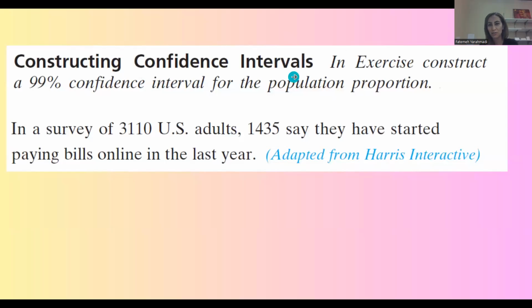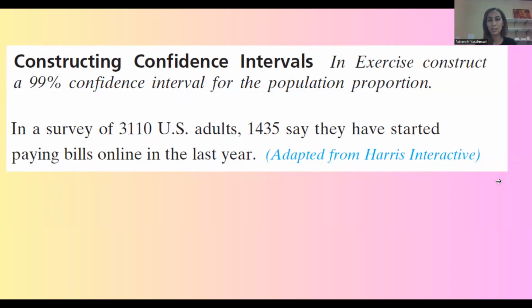Constructing a confidence interval for population proportion with 99% confidence interval. So now we are changing the confidence level to 99%. In a survey of 3,110 US adults, 1,435 say that they have started paying bills online in the last year. We're going to build a confidence interval for them.